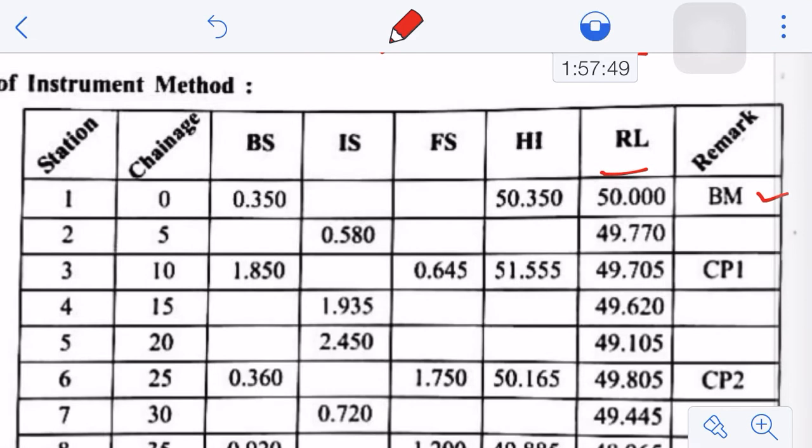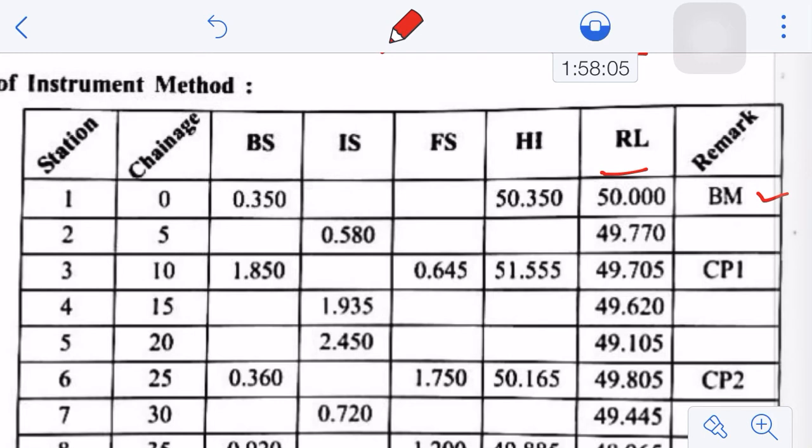For the benchmark, or station 1, we can calculate the height of instrument. How has it to be done? You need to add BS to your benchmark reading. So the reading was 0.350, it should be added to your 50, so your HI would be 50.350, right?